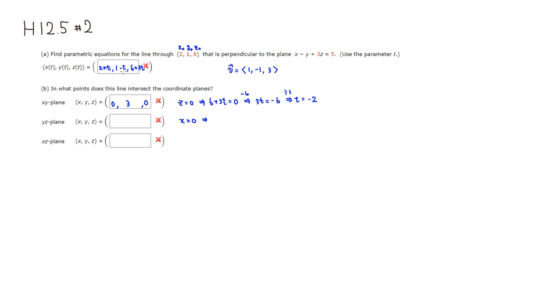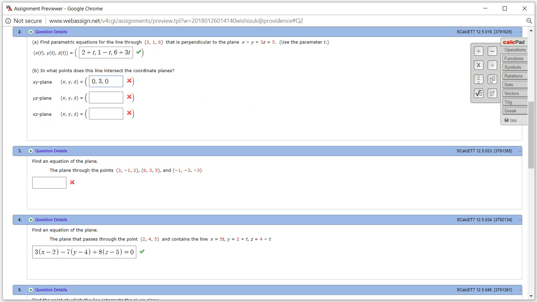Doing the same way, the yz plane equation is x equals 0. So 2 plus t equals 0, and subtracting 2, t is actually -2 again. The x is going to be 0, and if you plug in -2 for y, 1 minus t is going to be 3. And z is going to be 0 as well. So it's exactly the same point, (0, 3, 0).